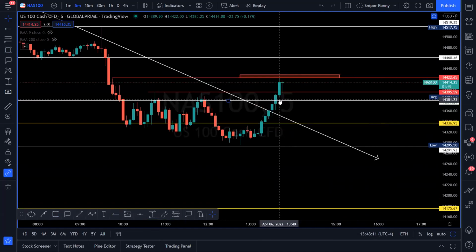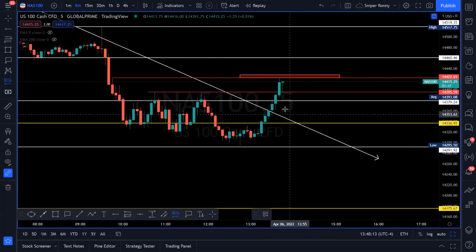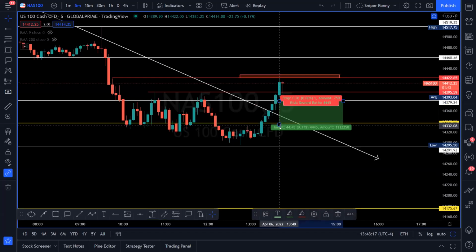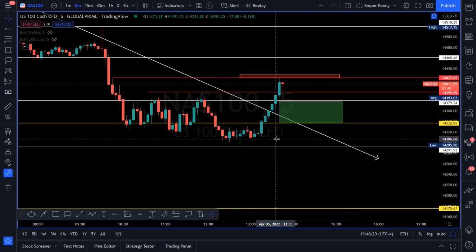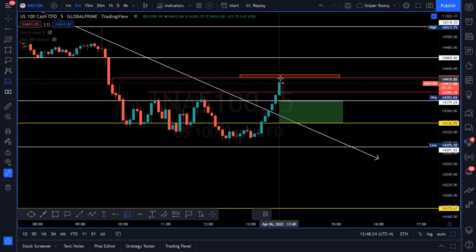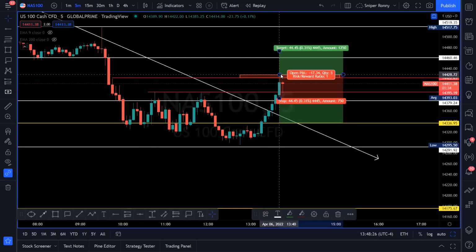If we break, if it closes below this hourly support, maybe we'll look for a push down here. And maybe we can look to short the market down here, back down to the daily, back down to that trend line, okay? So this is just some initial trade ideas right up here.